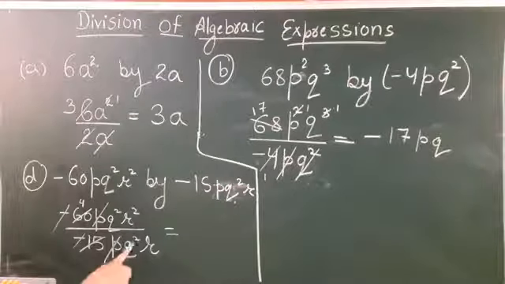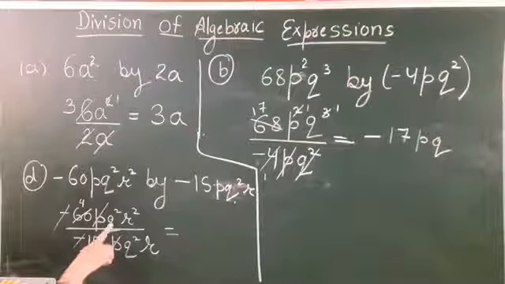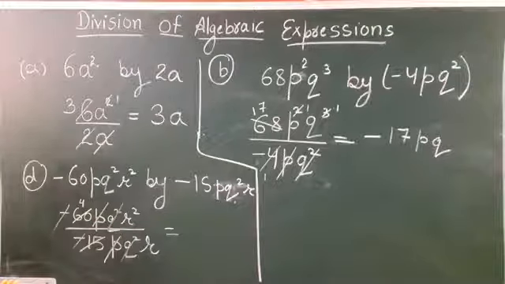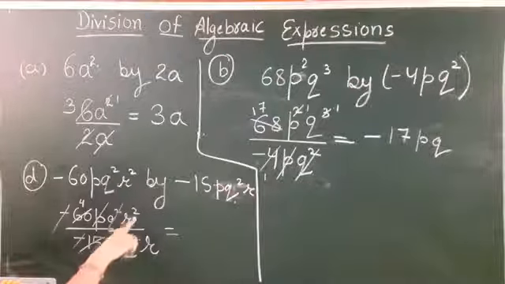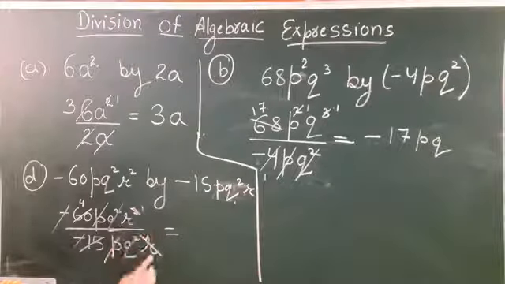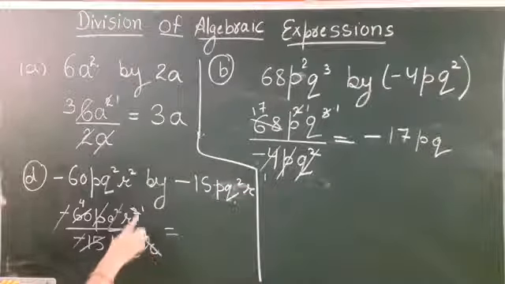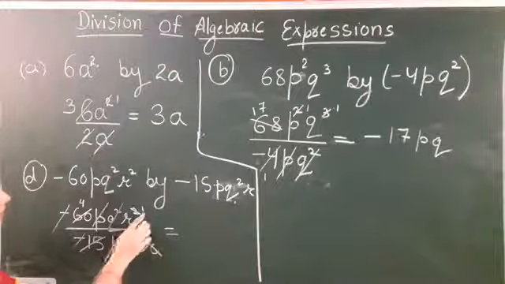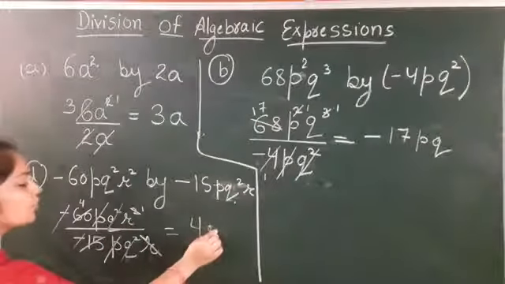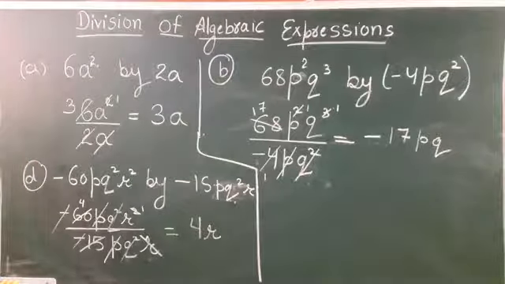Here we have q square. Here also we have q square. So cancel. Here we have r square and here we have r. So here 2 times r, here 1 time r. So 1 r will cancel out with the r in the denominator, and you will be left with r raised to power 1. So your answer is 4r. Clear? Okay.